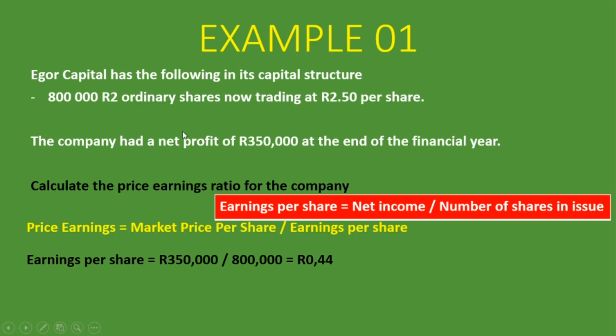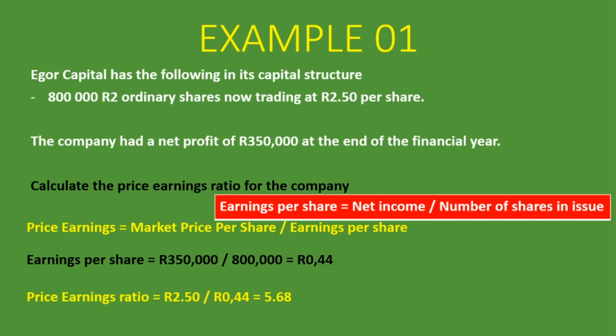Now that we have our market price per share, which is 2.50, and we also have our earnings per share, which we have just calculated of 44 cents, we can get our price earnings. Price earnings is 2.50, the current market price, divided by the earnings per share of 44 cents, and it gives us 5.68. What does it mean? It means that the market price of each share is 5.68 times above the earnings per share. In other words, you are paying 5.68 rand for every rand of earnings in this company.